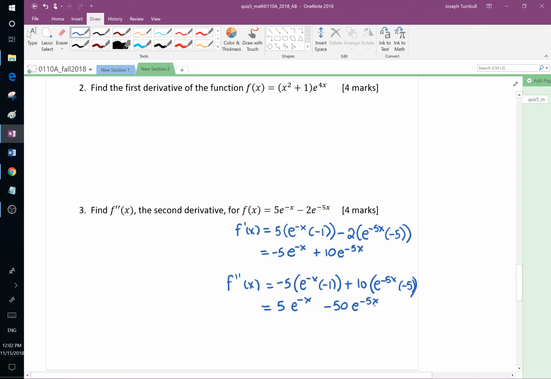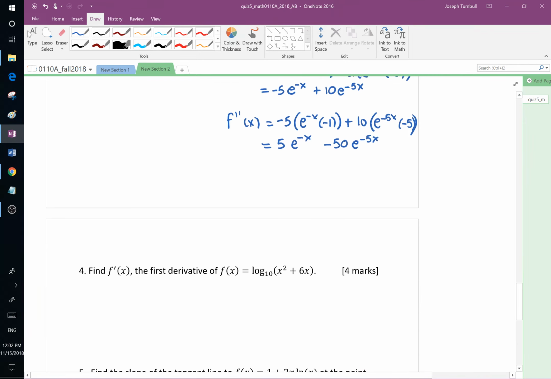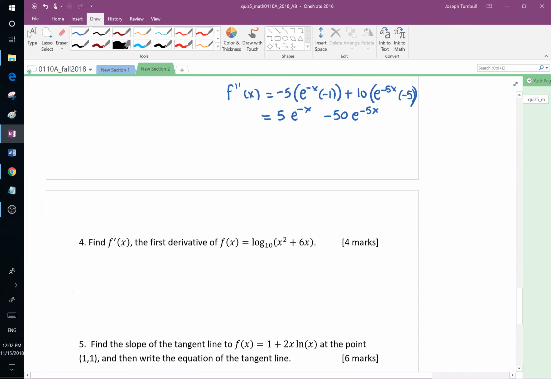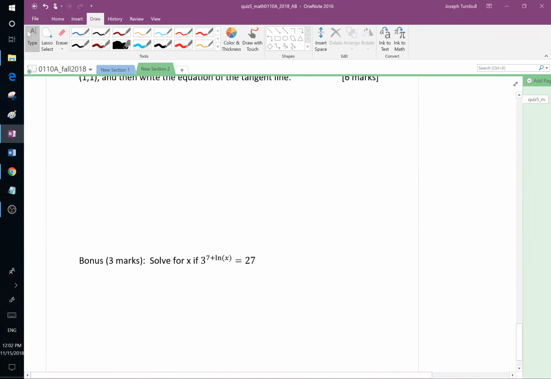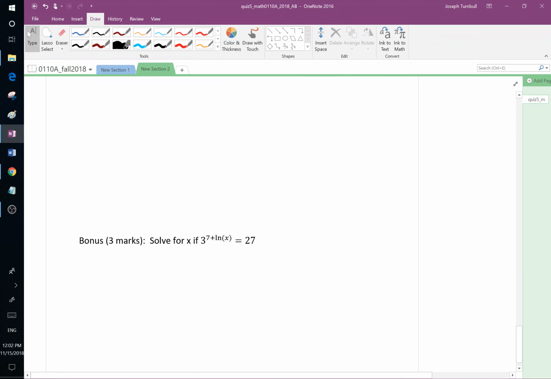Every time we take a derivative, in the first one, a negative 1 comes down, the second one, a negative 5 comes down. Okay, number 4 was the same, number 5 was the same, and the bonus is a little bit different. Same strategy, but different numbers. I'm only going to do this one the easy way. You can do it the hard way if you want.